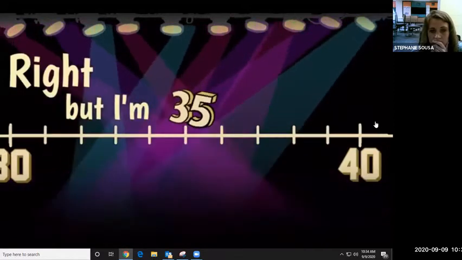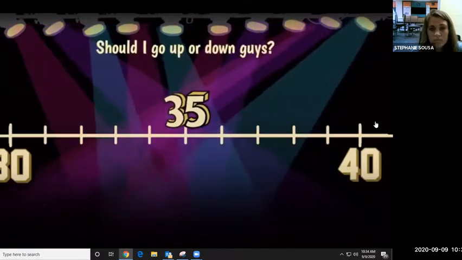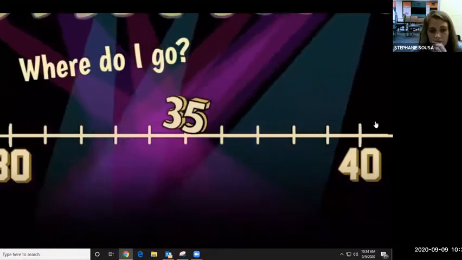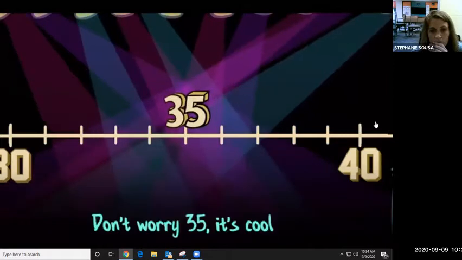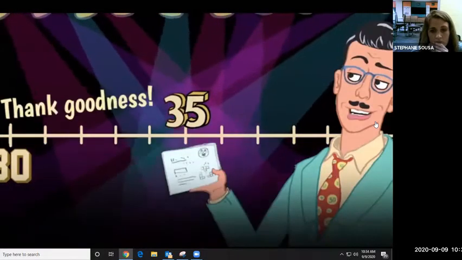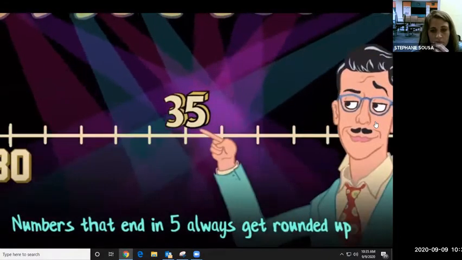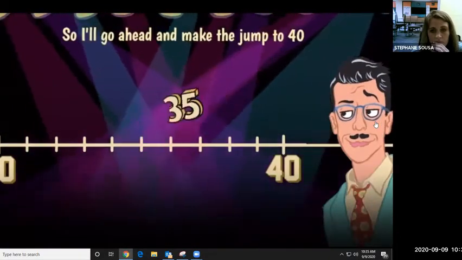Right, but I'm 35, I don't know where to round. Should I go up or down, guys? I'm the same distance between 30 and 40. Where do I go? Who will support me? Don't worry, 35, it's cool. Thank goodness. For numbers like you, there's a rule. Okay. Numbers that end in 5 always get rounded up. So I'll go ahead and make the jump to 40.